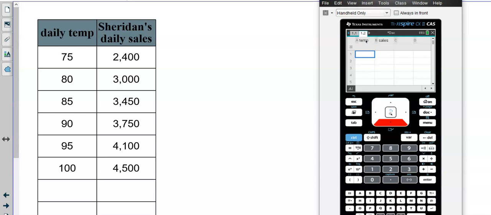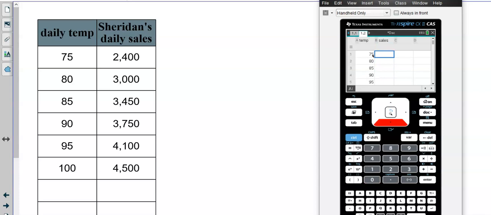Okay, so the temperatures were 75, 80, 85, 90, 95, 100. By the way, you may notice this: I typed 100, but I haven't pressed enter or moused out of the cell at all, and it doesn't know I typed it. If it knows you typed it, the number will be on the right-hand side of the cell. Sometimes students will enter a number but won't actually press enter, and the calculator doesn't know until you either press enter or arrow out of the cell.